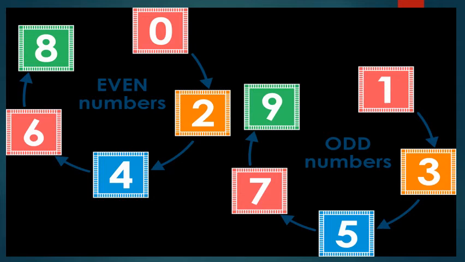So the number 11 ends with a 1, so it is an odd number. The number 13 ends with a 3, so it is an odd number. The number 55 ends with a 5, so it is an odd number. The number 17 ends with a 7, so it is an odd number. And the number 99 ends with a 9, so it is an odd number.